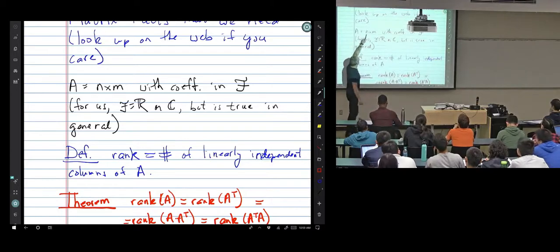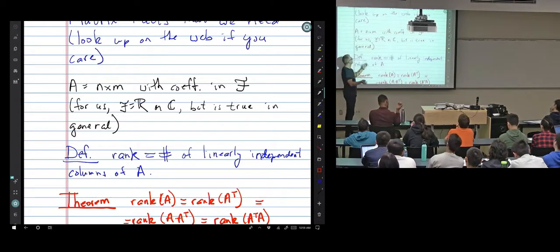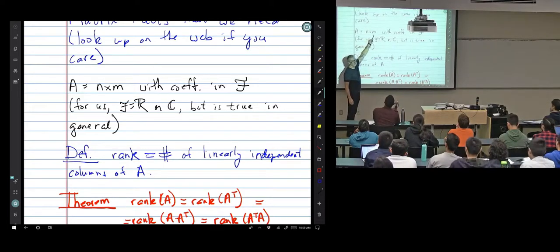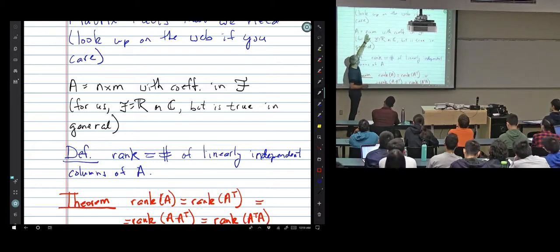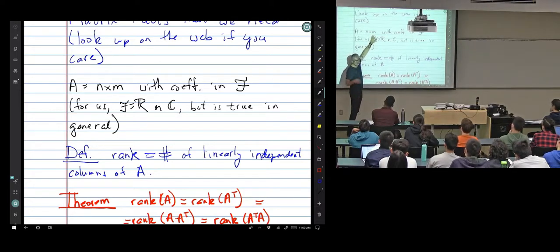Now, if A has n rows and m columns, what's the most independent columns it can have? M. And what are the most independent rows it could have? N. So the minimum of these two numbers is an upper bound on the result. So if you only have 2 rows and 17 columns, you still cannot have 17 independent columns. You get 2, because they're the same.